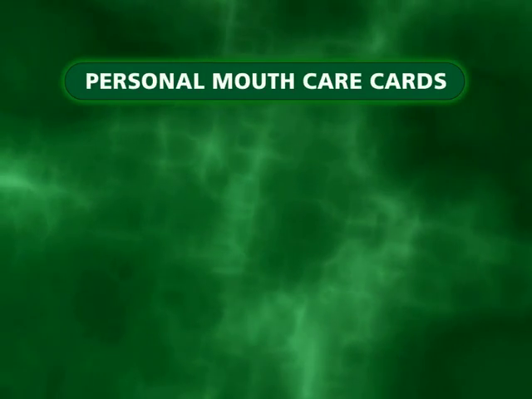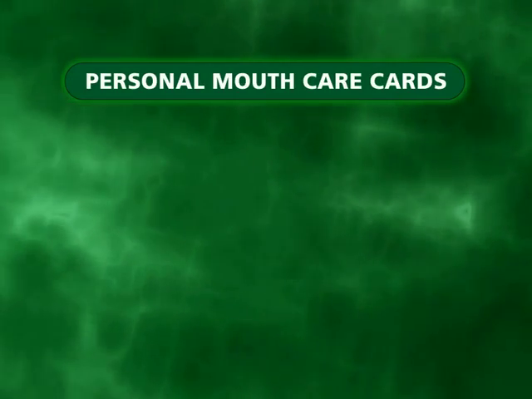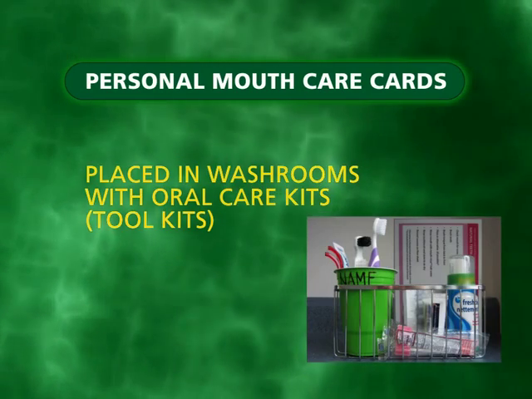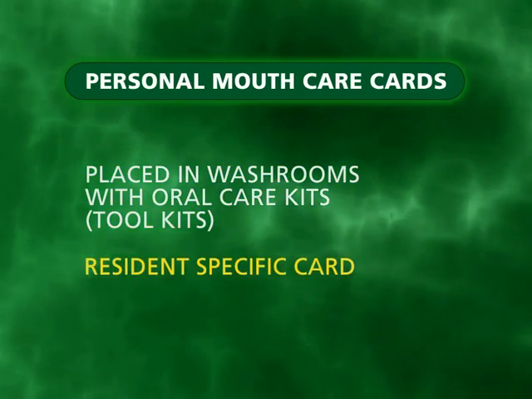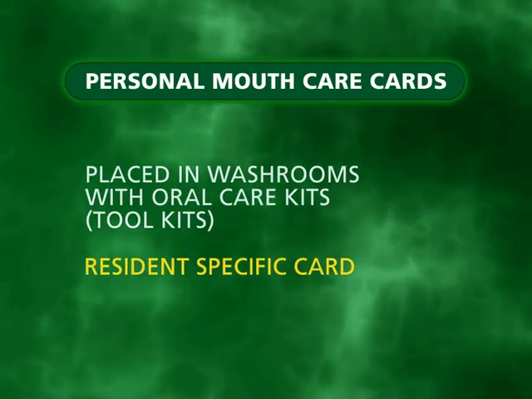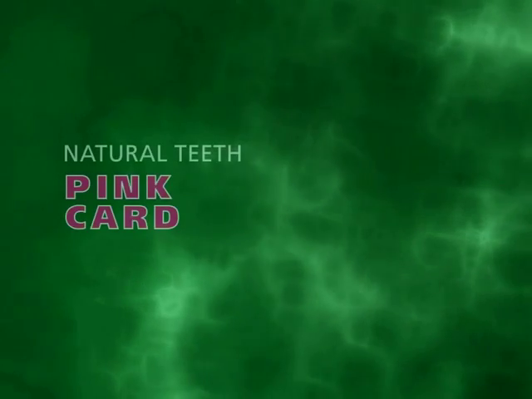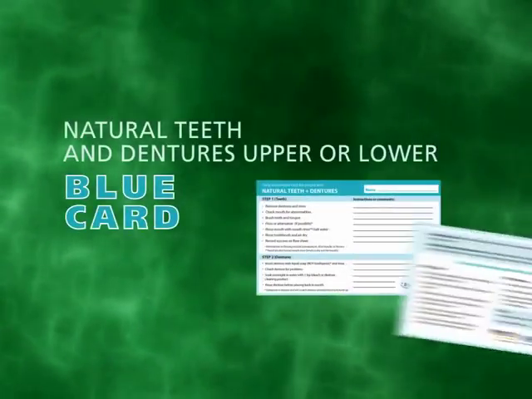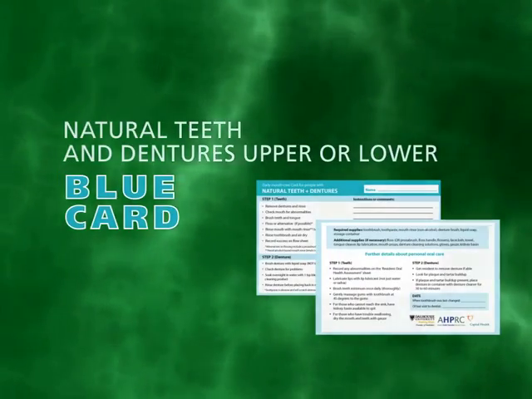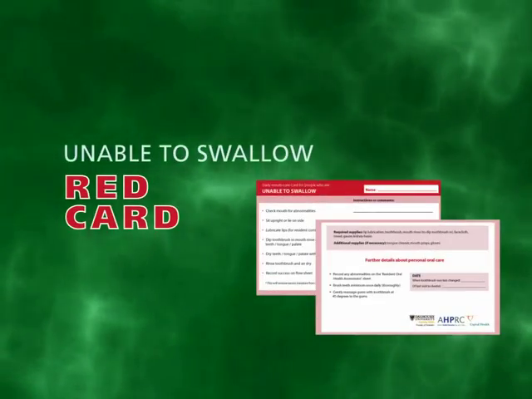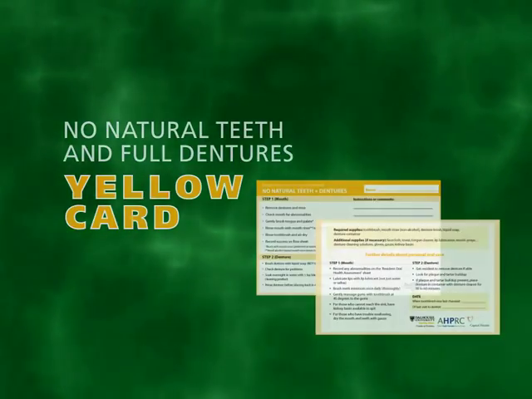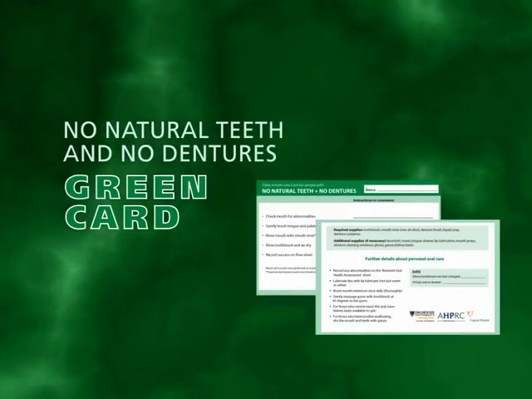Personal mouth care cards. Personal care cards are placed in the residents' washrooms along with oral care kits. Each resident will be given a care card that pertains to their personal mouth care. The different types of cards are natural teeth, a pink card; natural teeth and partial dentures, a purple card; natural teeth and dentures, upper or lower, a blue card; unable to swallow, a red card; no natural teeth and full dentures, a yellow card; no teeth and no dentures, a green card.